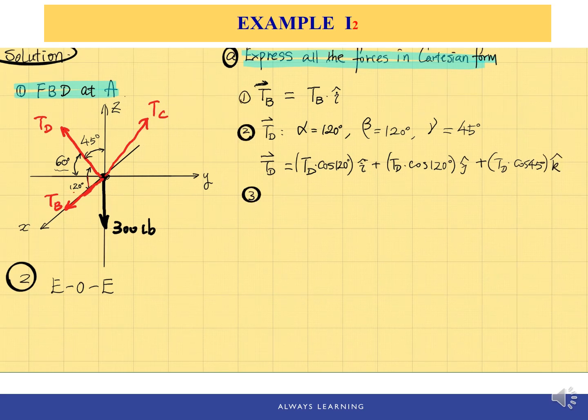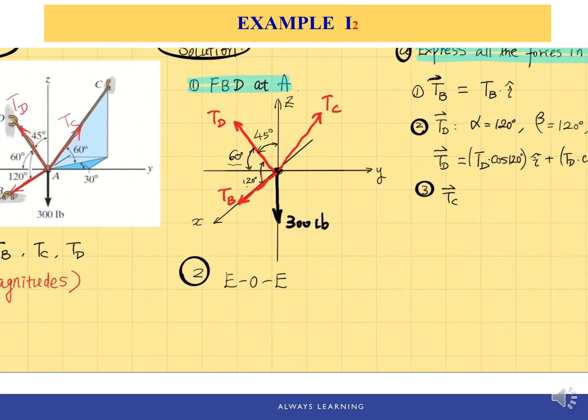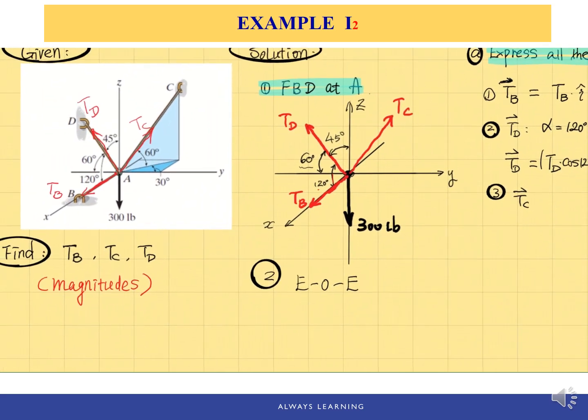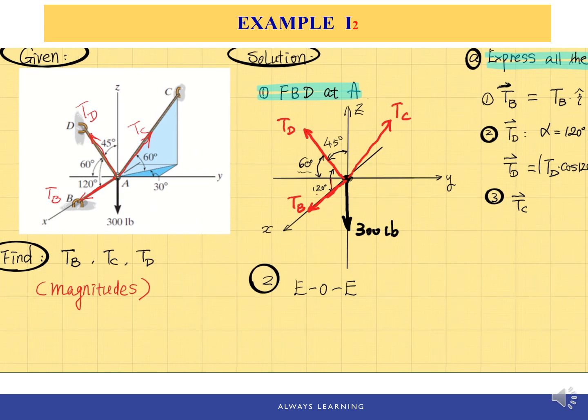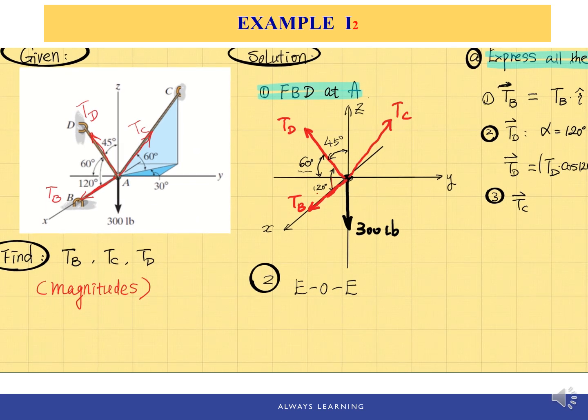The last force is the TC, and we have been working with this type of vector a couple of times from your assignment. So let's take a look again. We need to find the components of TC, right? Use TC, the magnitude, as the unknown value. Now we need to find the x, y, and z components.